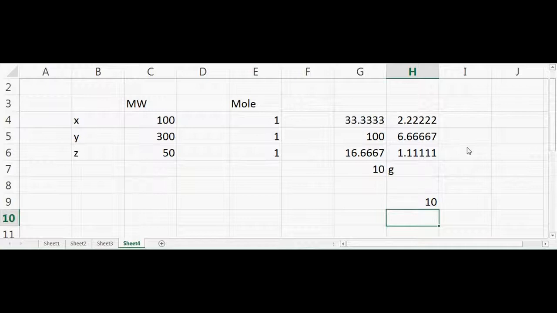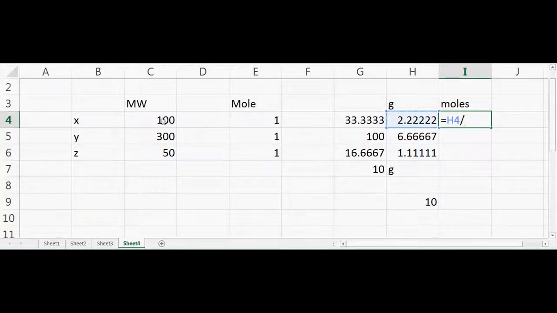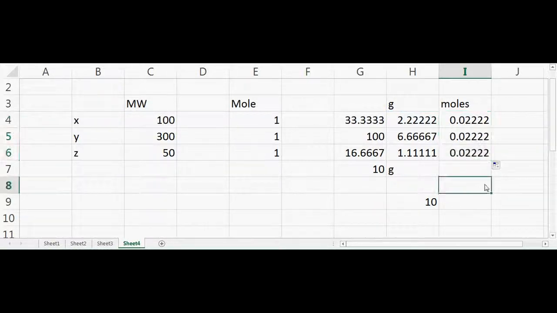As we know this is in grams, so we can calculate the moles. To calculate the moles, we divide the grams by the molecular weight. So this is our moles. If we do this together, you can see the number of moles of all the three components is exactly the same. This is because we were taking the molar ratio 1:1:1.